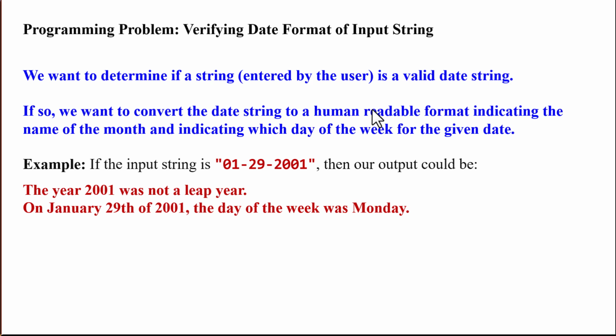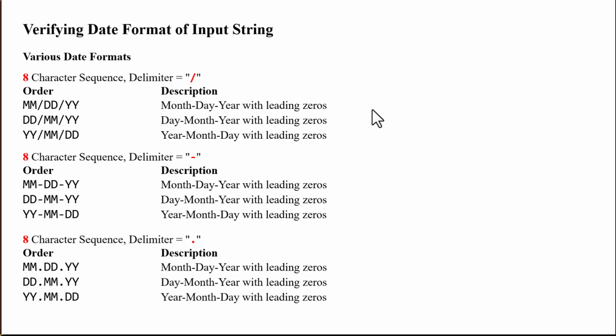So for example, if the input string is 01-29-2001, our output could be as follows. The year 2001 was not a leap year. On January 29th of 2001, the day of the week was Monday. So you can see from our output criteria, we will need to be able to determine whether a given year is a leap year, and we will need to figure out on which day of the week the actual date fell. Let's get started. So first, what constitutes a valid date string?